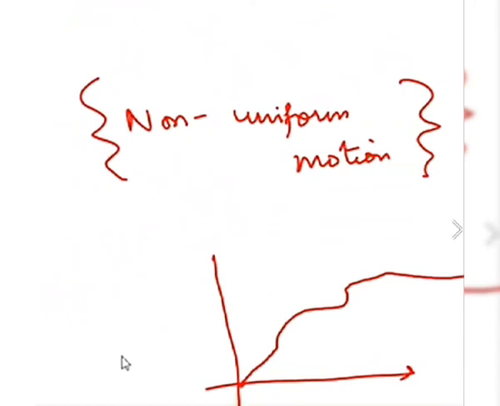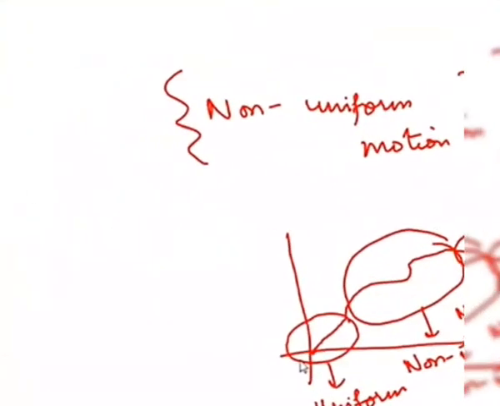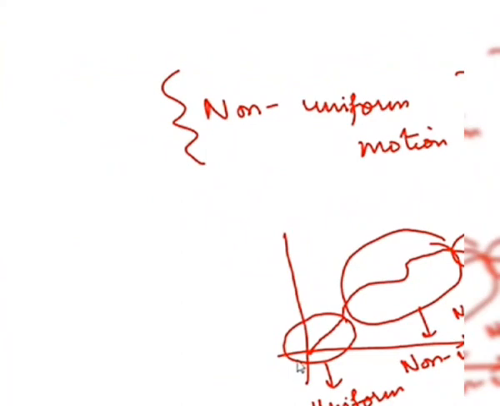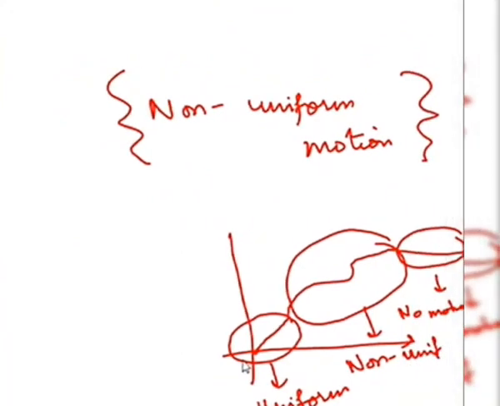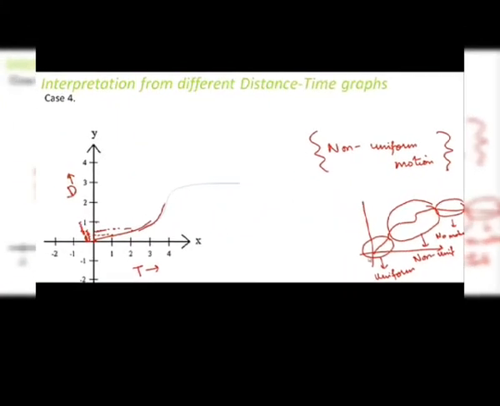This shows that this portion, which is a straight line, depicts uniform motion. Then the middle portion will depict the non-uniform motion, and this portion where you have a straight line will depict no motion, because here the distance remains the same with time, so no motion at all. This is how we can interpret the motion of an object by looking at distance-time graphs, or you can say position-time graphs. Thank you, students.